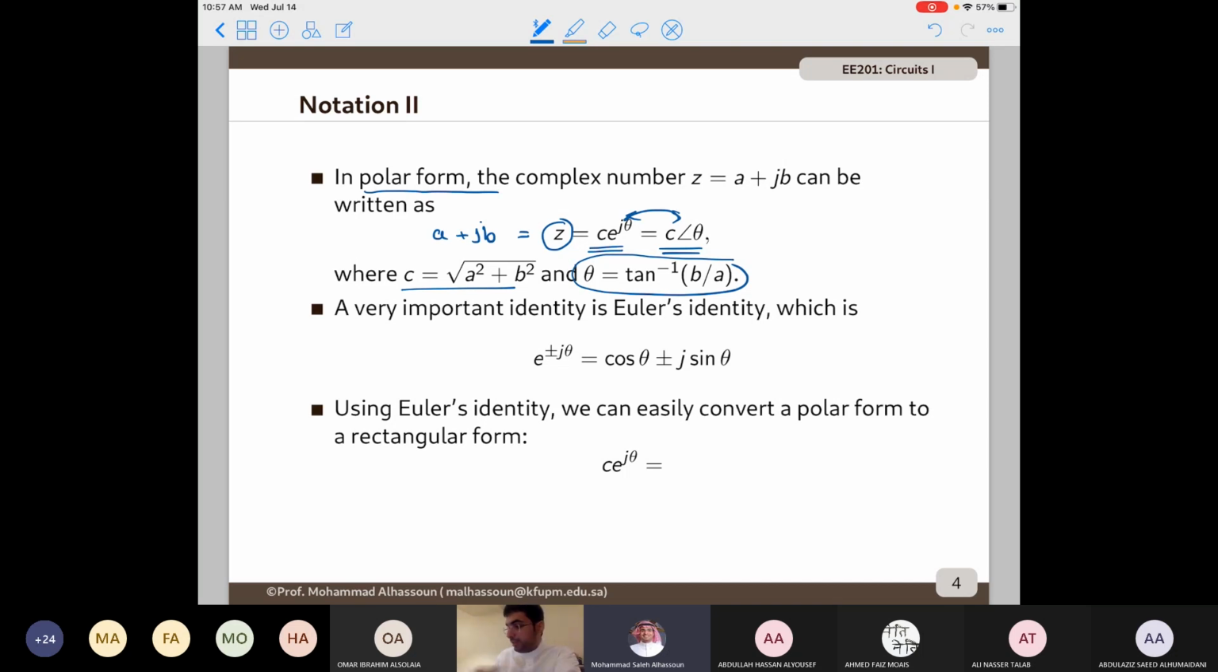So one of the very fundamental identities is Euler's identity, and it says that if you have a complex exponential, e to the power of plus or minus j theta, then this can be decomposed into cosine theta plus j sine theta if the sign is plus, or cosine theta minus j sine theta if the sign is minus. Is it clear, Shabab?